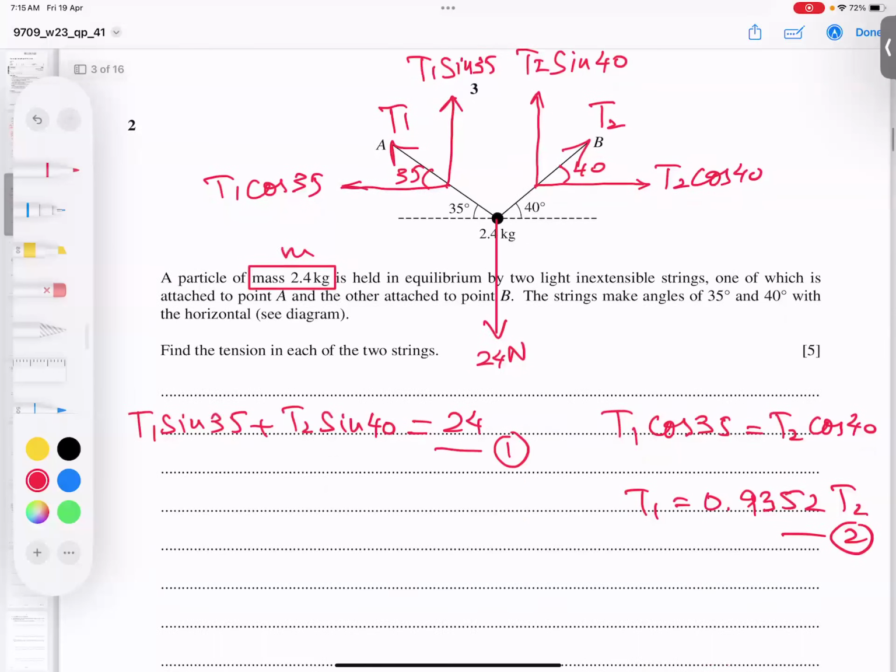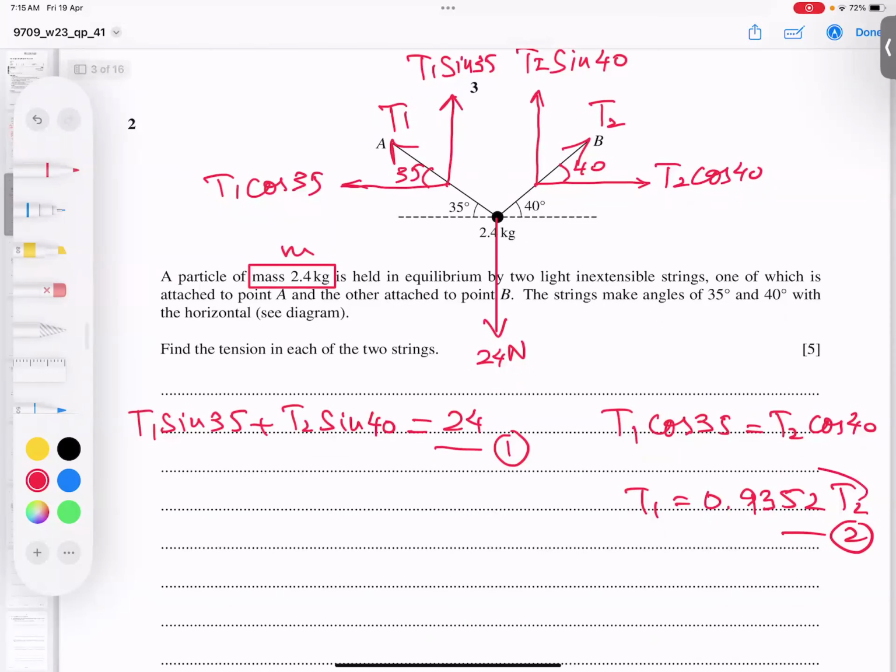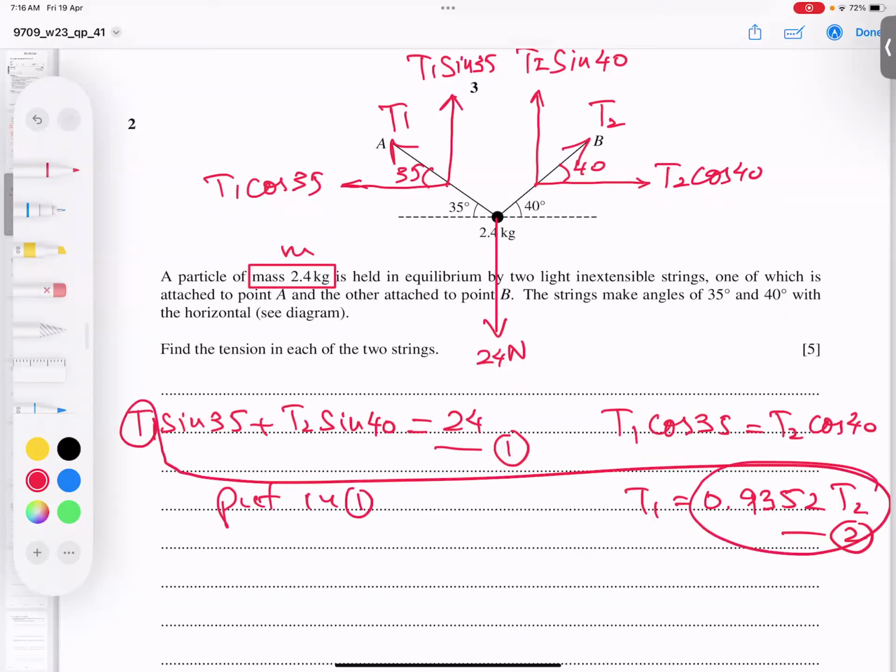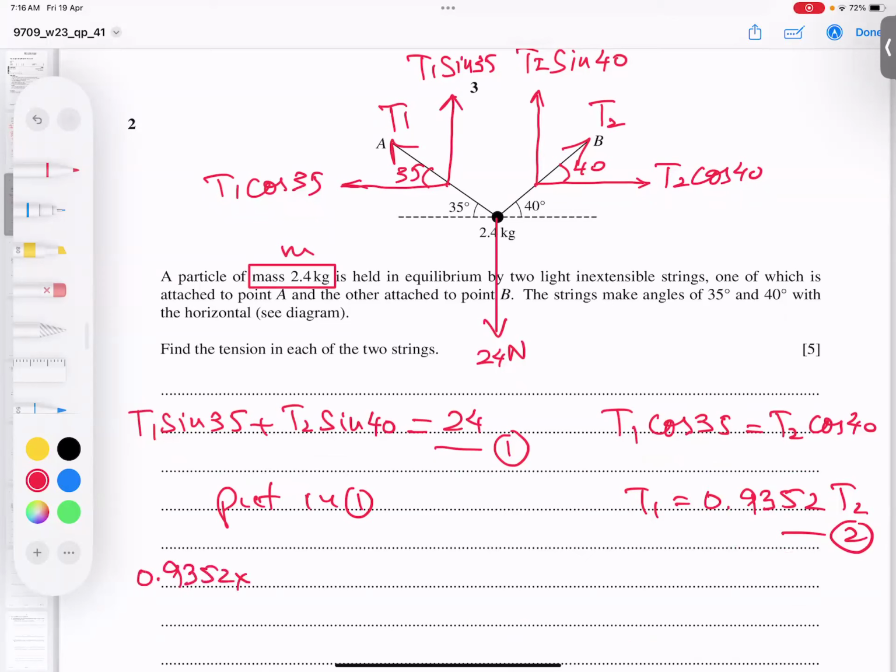Equation number 2. So this value of T1, I'm going to plug in here, into 1. When I plug in this whole thing here, sine 35 will multiply. I'm writing 0.9352 times T2 times sine 35, and this as it is, so T2 sine 40 equals 24.